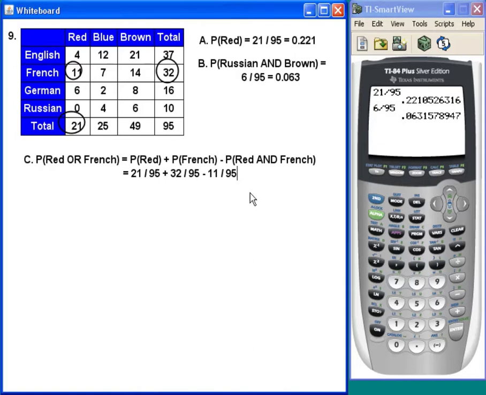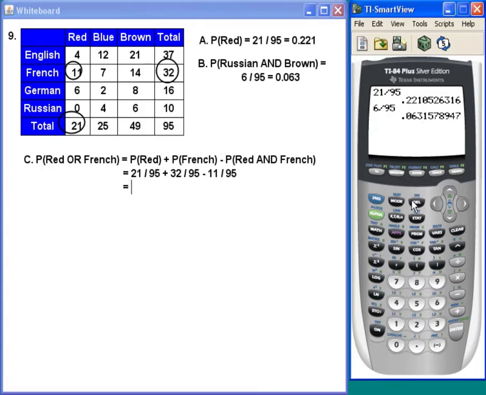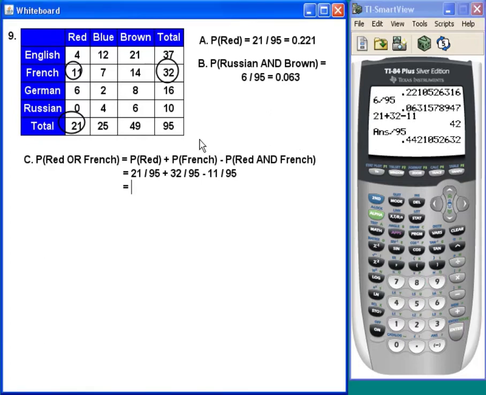All right, so that gives us then, let's see, that would be 21 plus 32 minus 11. That's 42, and that's divided by 95. So 42 over 95 is about 0.442.